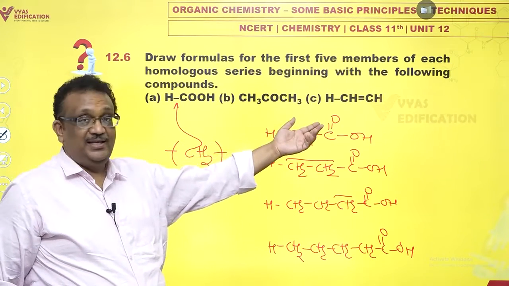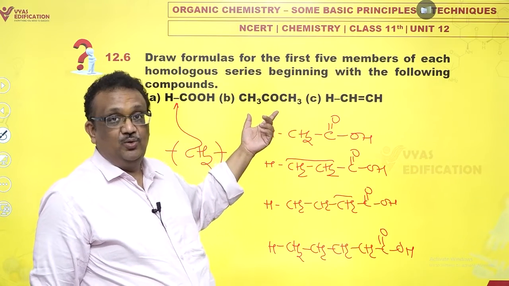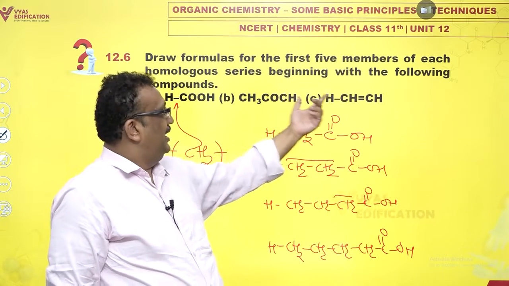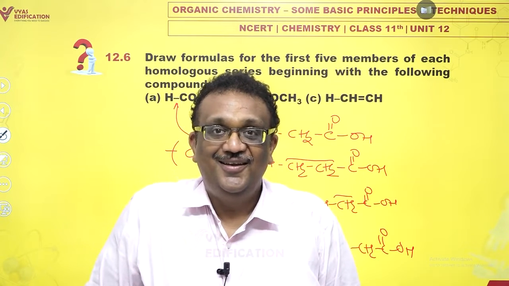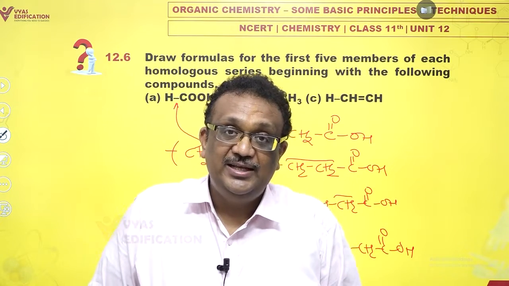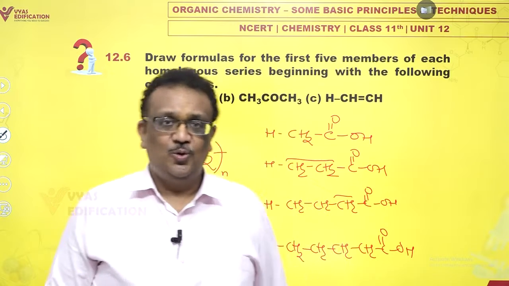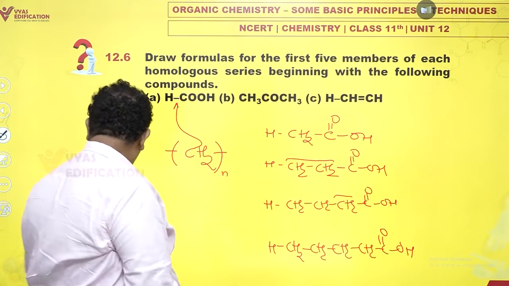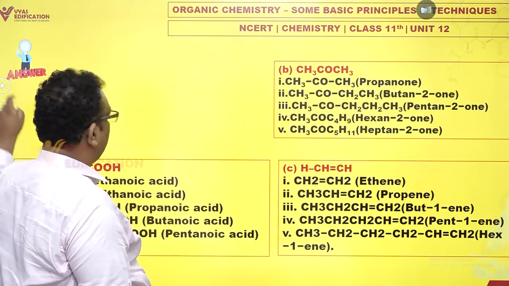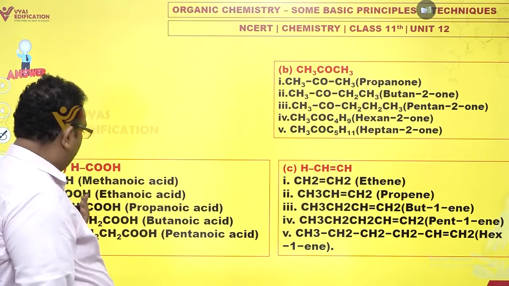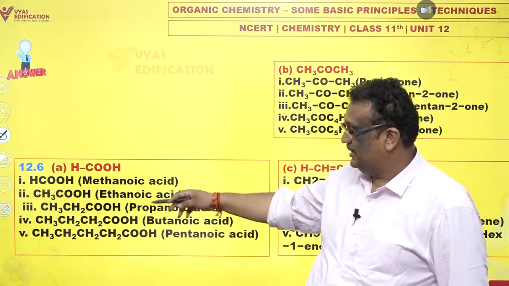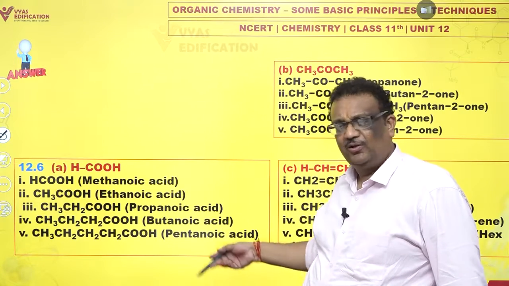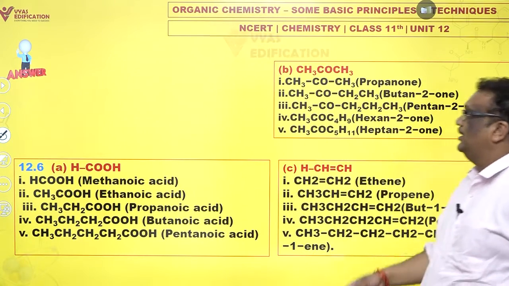Similarly in B and C, if you see, in B you have a ketone, acetone, the smallest ketone, and in C you have ethene, the smallest alkene. Can you write down their homologous series by inserting more and more CH2 groups? I guess we can. Shall we? Let's do that. Well, this was the carboxylic acid series, the names. It's a very regular theory, I'm just presenting it to you.